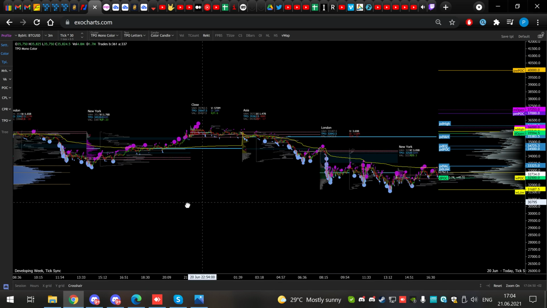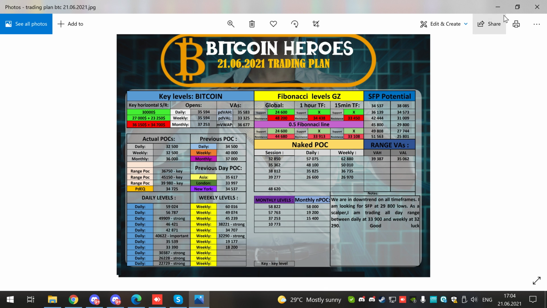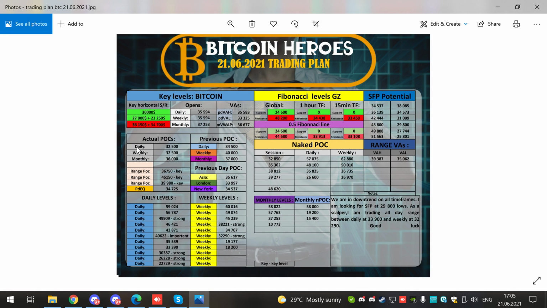And if I zoom out, if you see this blue line, it means it's untouched liquidity, and I will write in the trading plan it's a naked point of control here. So probably there will be some reaction for a scalp, yes. Okay, so that's the point of control section done.